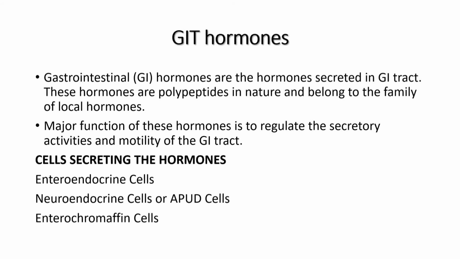GIT hormones. Gastrointestinal, GI hormones are the hormones secreted in GI tract. These hormones are polypeptides in nature and belong to the family of local hormones. Major function of these hormones is to regulate the secretory activities and motility of the GI tract. Cells secreting the hormones: Enteroendocrine cells. Neuroendocrine cells or APUD cells. Enterochromaffin cells.